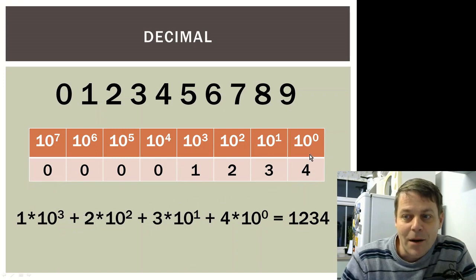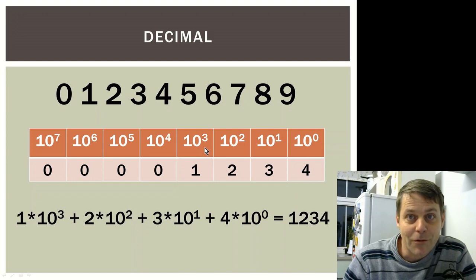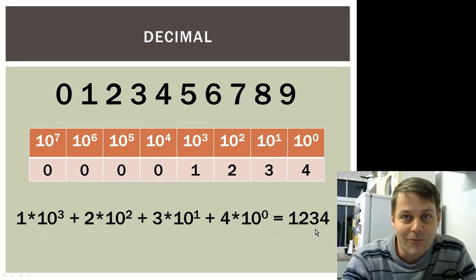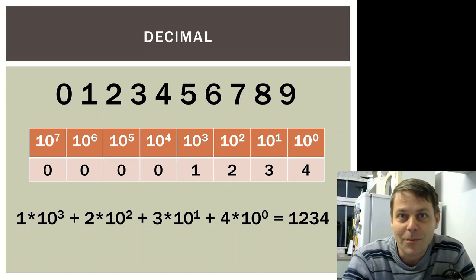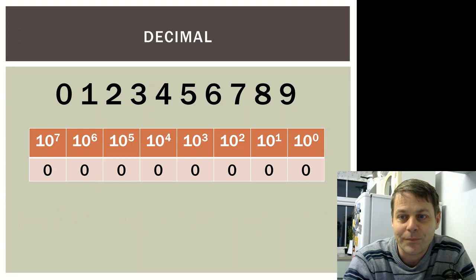Anything to the power of 0 is 1, so that is 4 times 1. 10 to the power of 1 is 10, so that is 3 times 10. 10 to the power of 2 is 100, so 2 times 100, and 10 to the power of 3 is 1000, so 1 times 1000. So we have 1234. That's very simple. It's what we instinctively use all the time, so it's very straightforward.